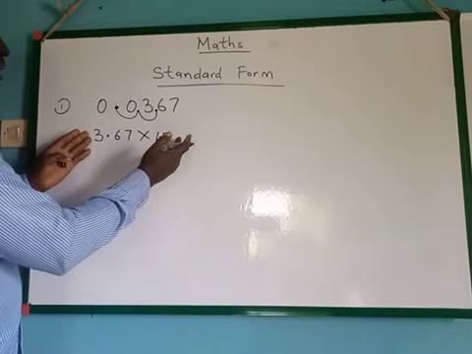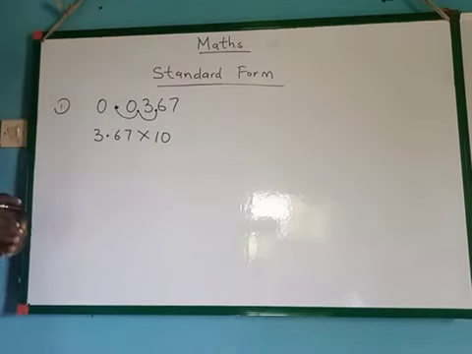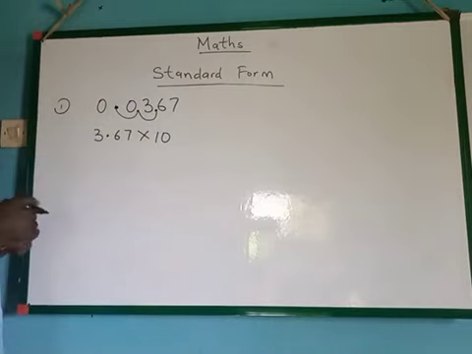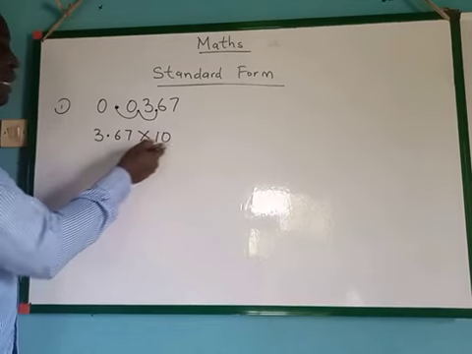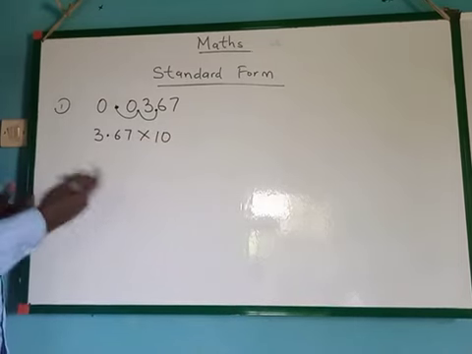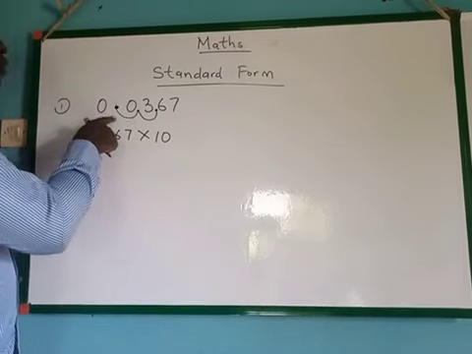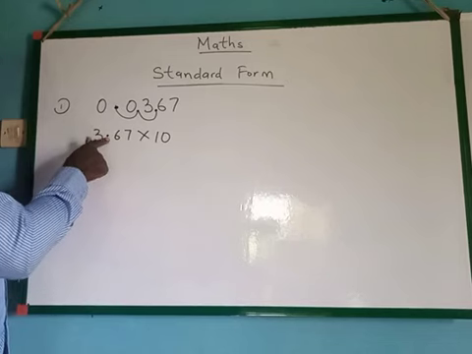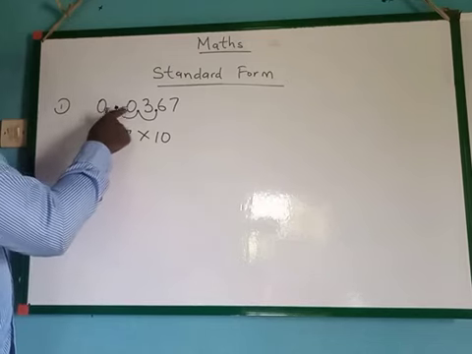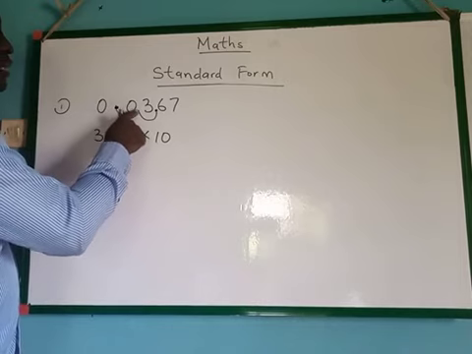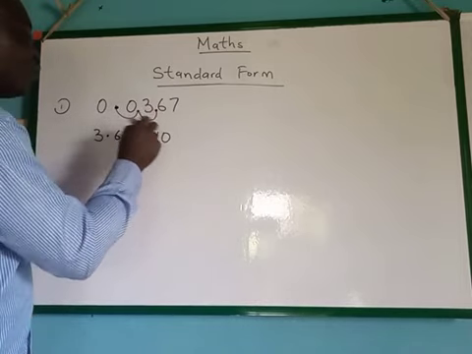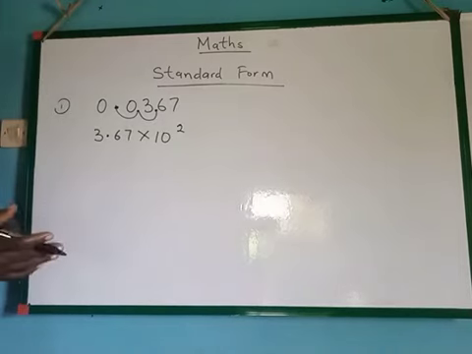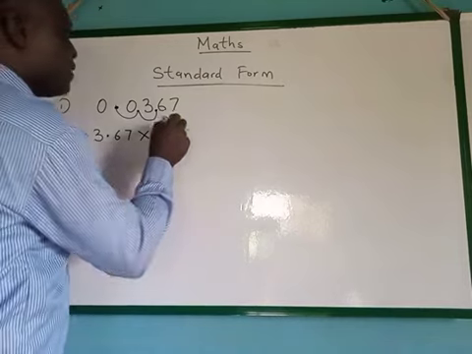Whatever you get in standard form should be equal to the original number you have. 0.0367 is not the same as 3.67. So this is what is going to make it equal to the original number. You ask yourself, how many steps did the decimal point move to get to this place? If you check, it moved 1, 2. It moves across this 0, it moves across this 3, so it's 2. Will it be plus 2 or minus 2? The answer is it is going to be minus 2.